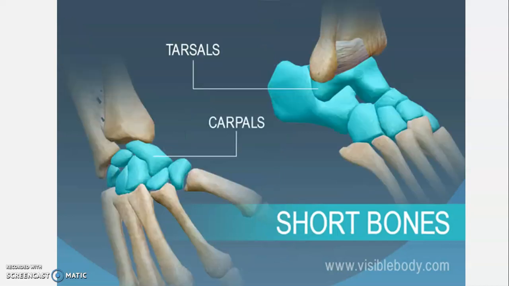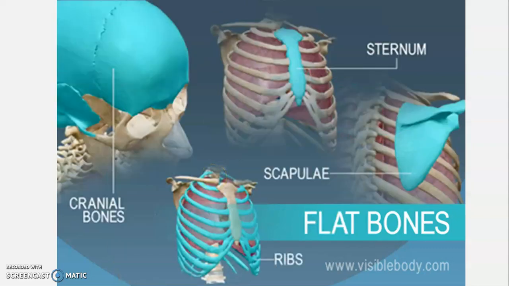Next is the short bone. Short bones are about as long as they are wide, located in the wrist and ankle joint. Short bones provide stability and some movement. The flat bone. There are flat bones in the skull. The function of flat bones is to protect internal organs such as the brain, heart, and pelvic organs.